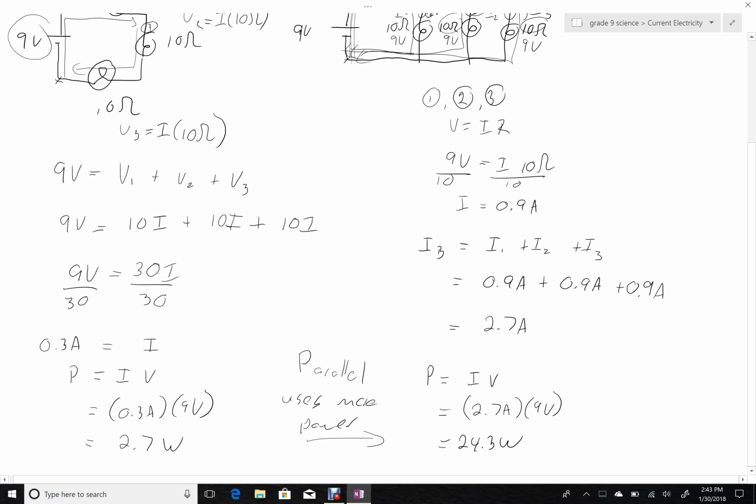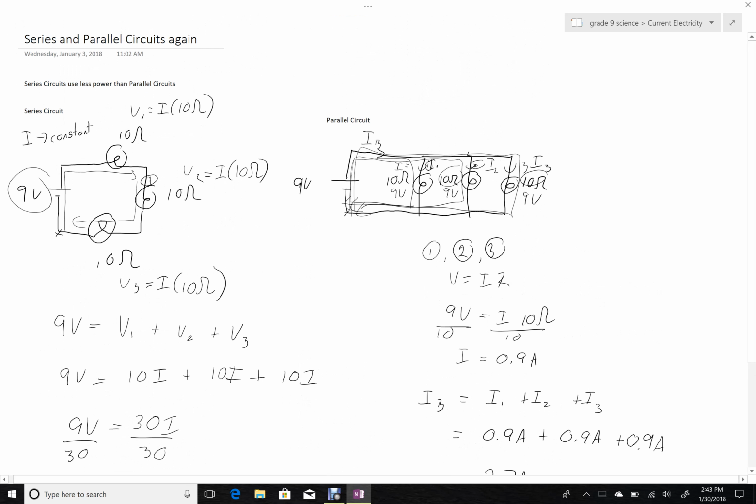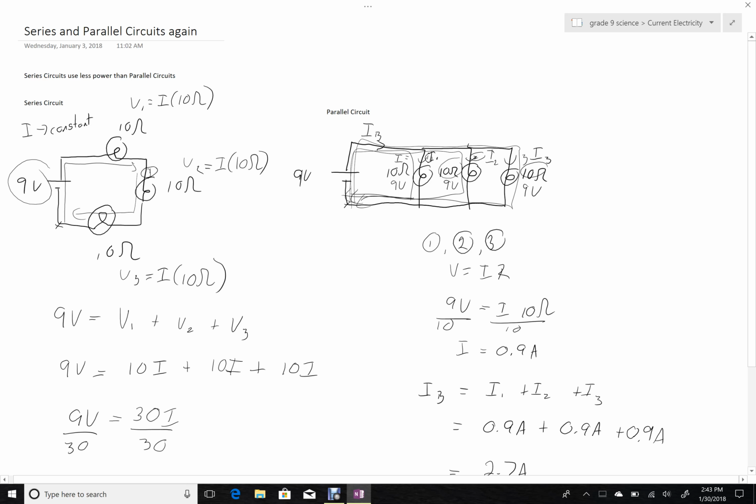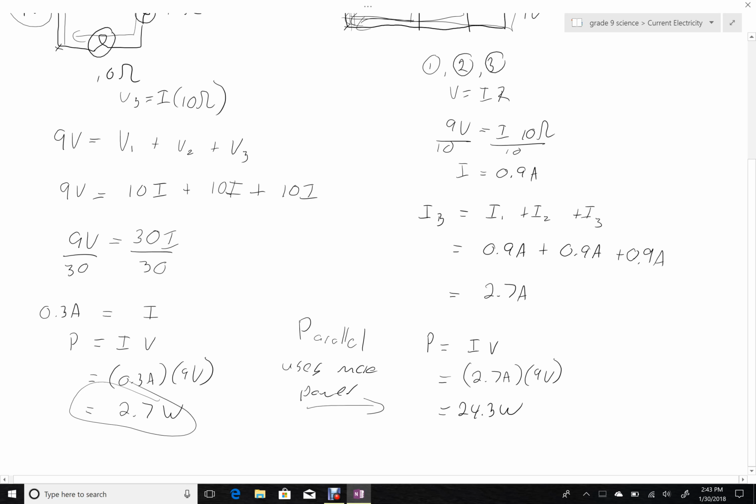Now we could classify that as a pro or a con depending on the situation. So for example here, this 2.7 watts could be a pro if we're dealing with a battery-driven device that needs to operate on a small amount of power. Alternatively, if we want these light bulbs to be nice and bright and we're coming from a source that isn't limited like a battery, we might want the high power. Either way, depending on our situation, we can imagine which of these two types of circuits we choose to accomplish our goals.